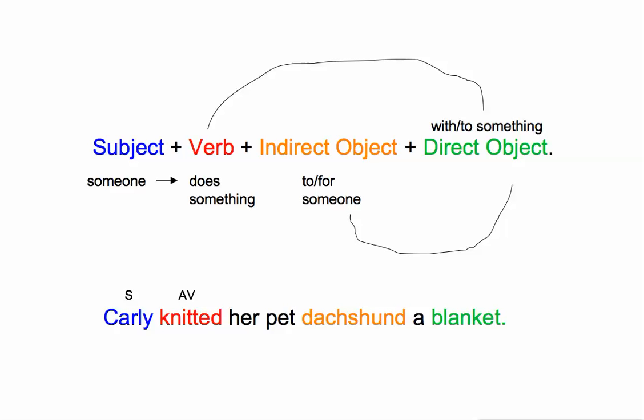Carly's the subject. Knitted is the action verb. Carly, what is she? She's the someone. What is she doing? She's knitting. What is the something she's knitting? A blanket. So that's my direct object. Who is she knitting the blanket for? The dachshund. So that's the indirect object.